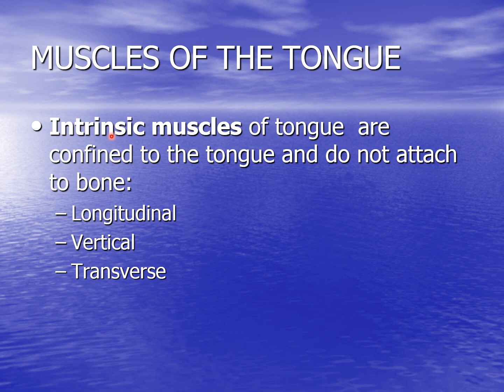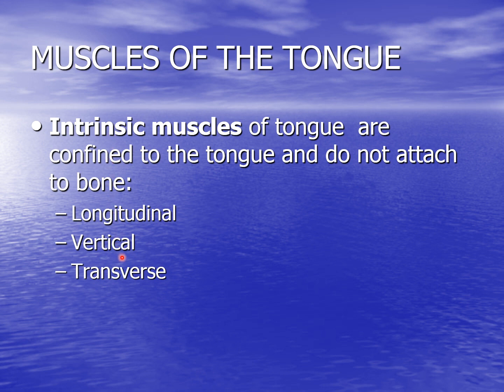We have three types of intrinsic muscles: longitudinal, vertical, and transverse. Longitudinal means that they lie from the anterior, from the tip of the tongue to the back, or from the back to the anterior. So they lie along the length of the tongue. When these muscles contract, they shorten the tongue.